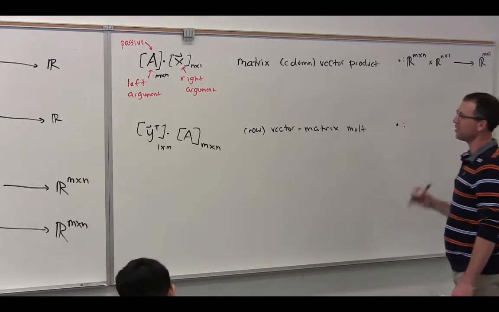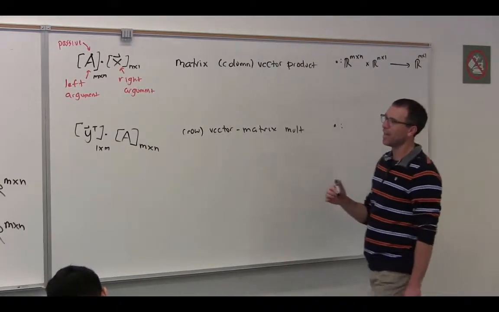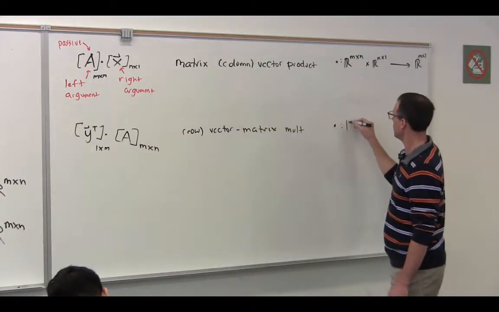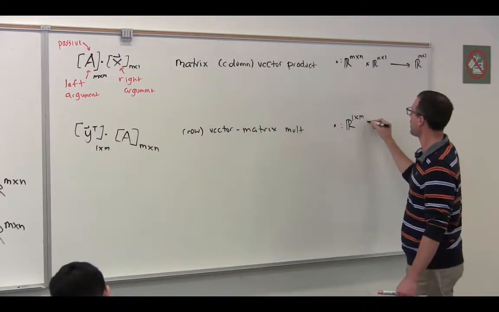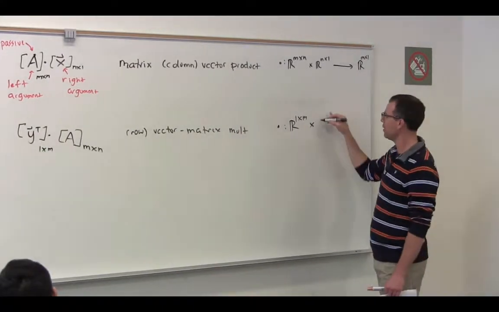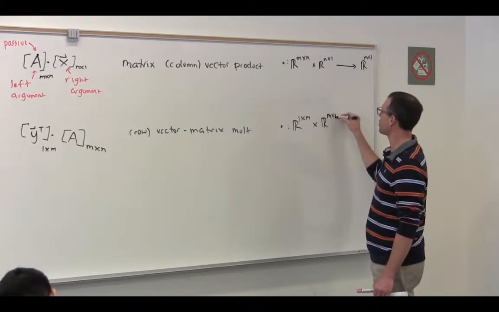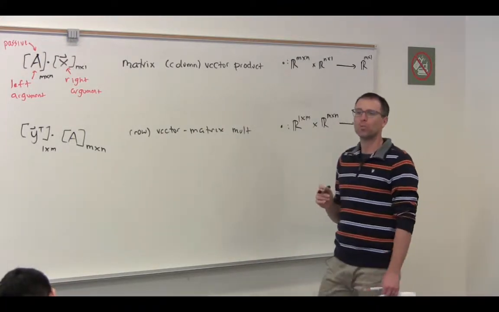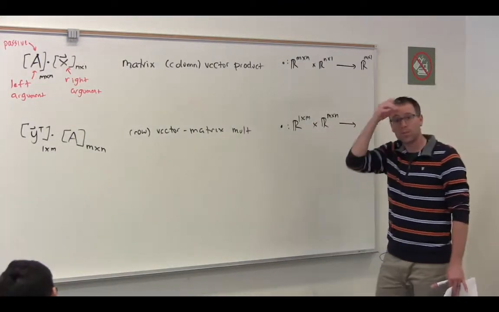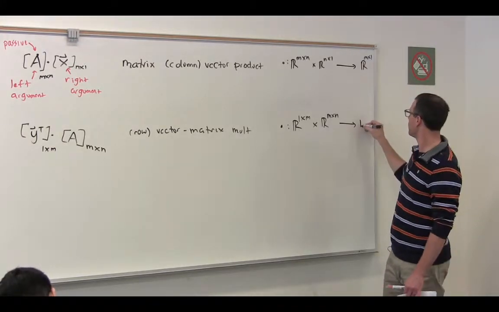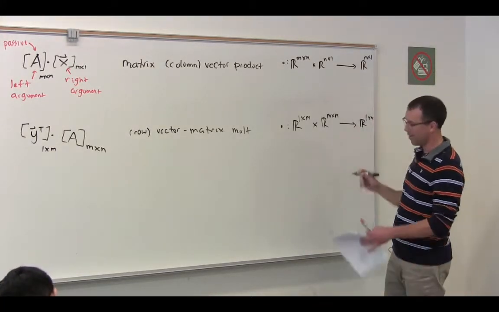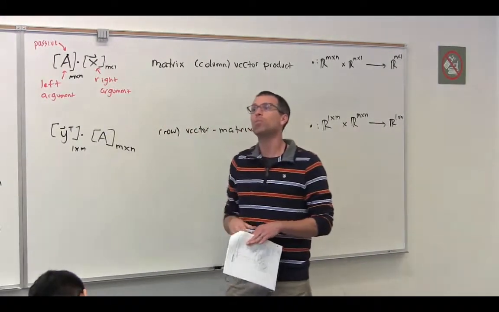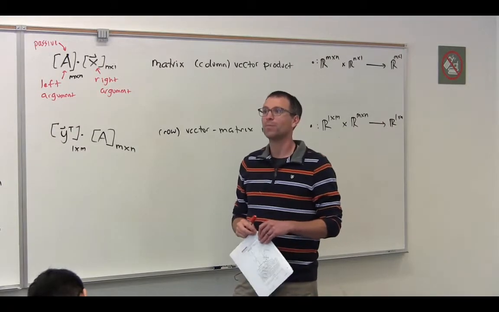Let's go ahead and analyze the dimensions of the left and the right-hand side. If we look at this dot as a product, what size was on the left? A row vector of size 1 by m. What size was on the right? A matrix of size m by n. What was the size of the output vector that comes out of this product? 1 by n.